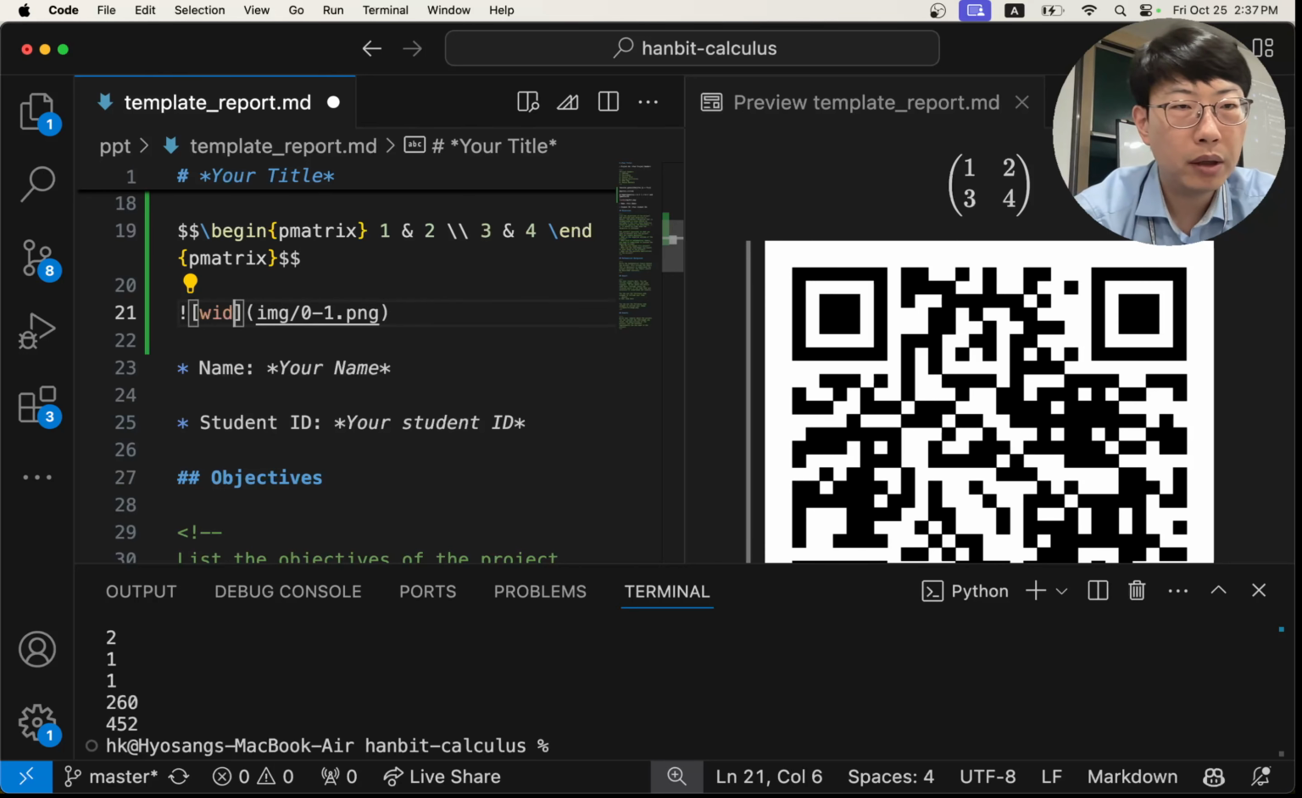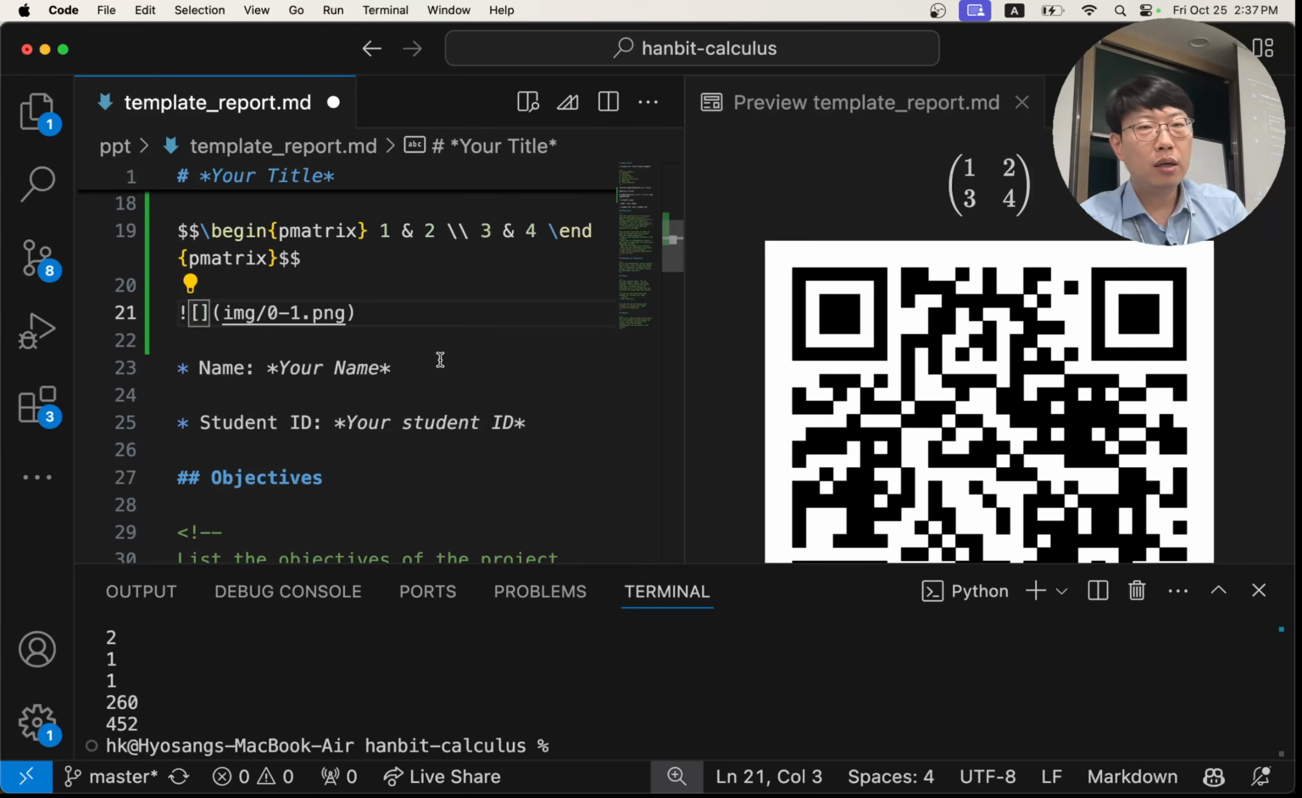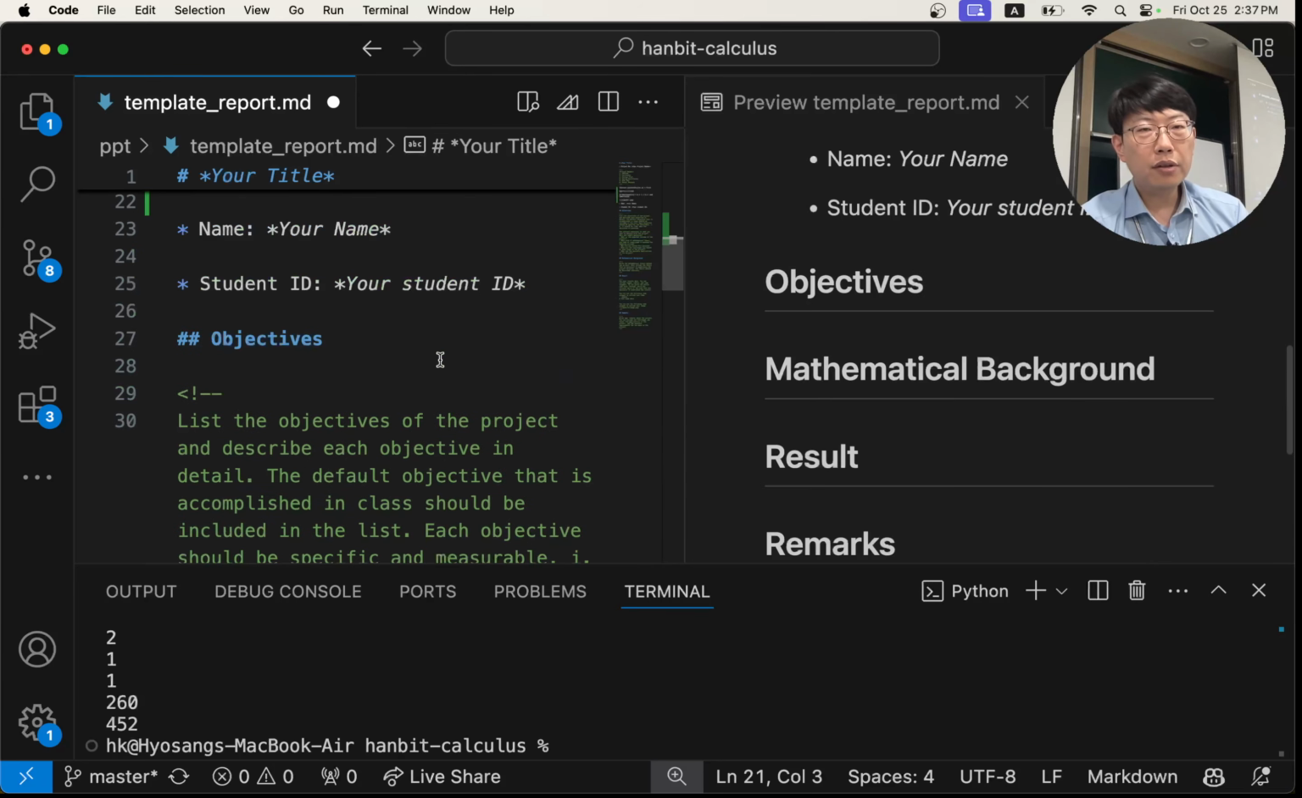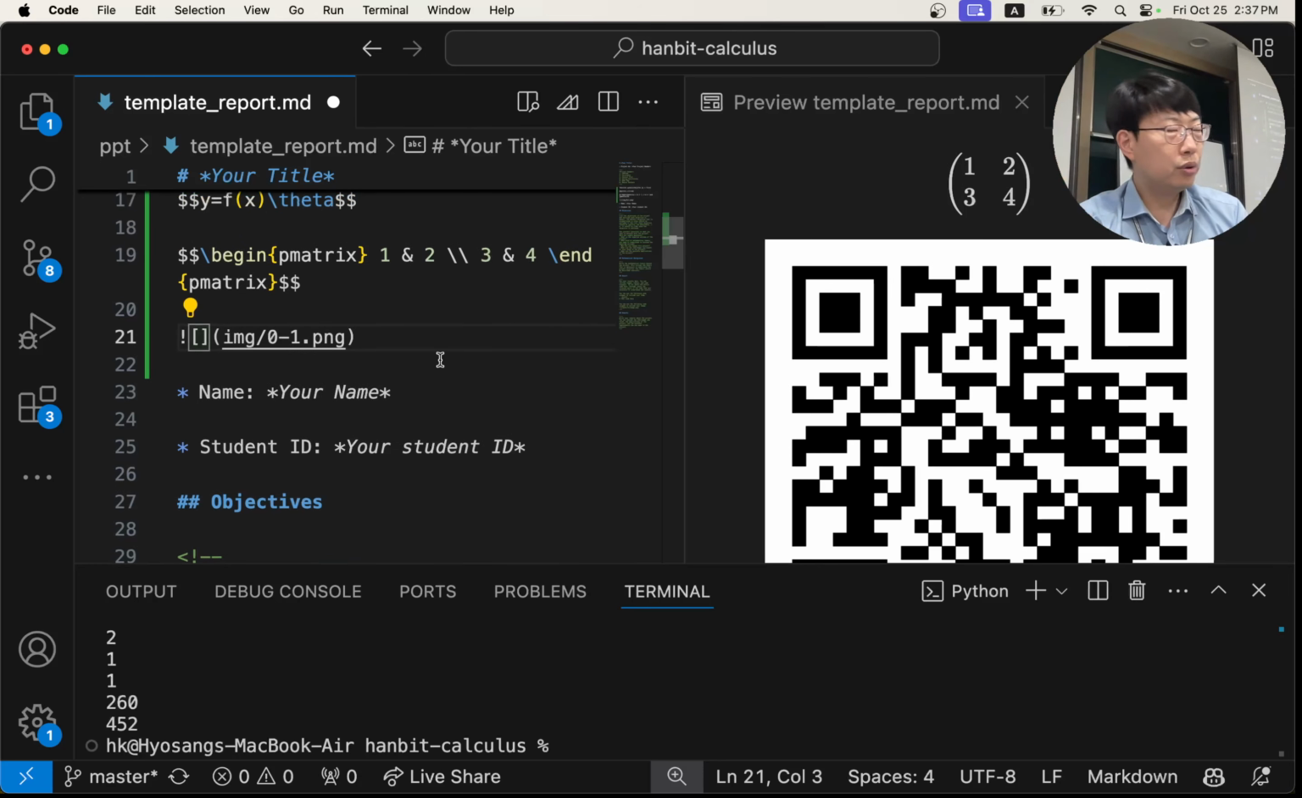It doesn't work anyway. So there's a way you can decrease the size of them. So that's how you should post your image. That means when you submit your work, you have to put your MD file and the image file attached together, so that when I open your MD file, I can see the image when I preview it. Okay, so that's how you post your image.